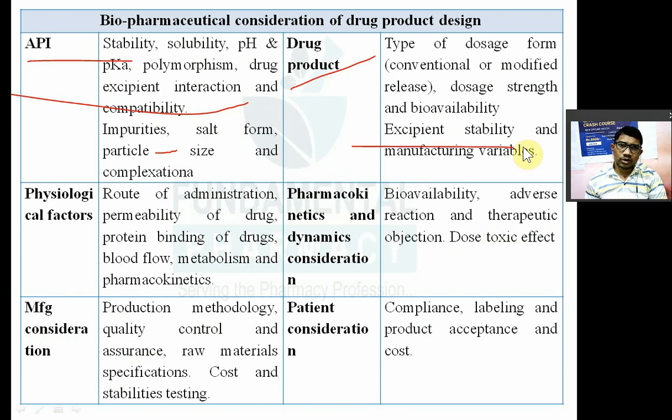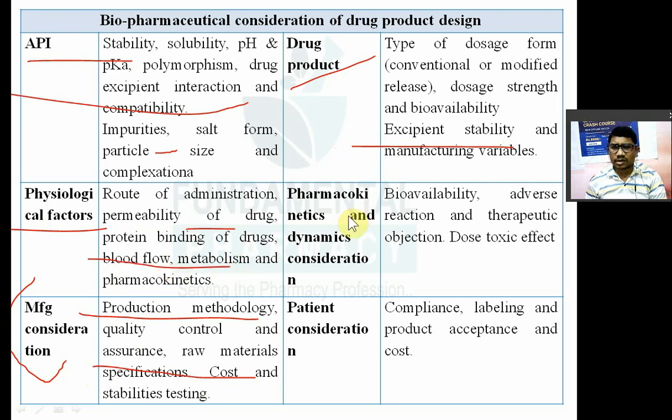So product related consideration. Now manufacturing related consideration means production methodology is there, quality control, quality assurance, raw material specifications क्या है, cost and stability testing. Now physiological factors कौन से consideration कौन से, route of administration, permeability of drug, protein binding, blood flow, then metabolism, kinetics. Pharmacokinetics and dynamic consideration कौन से, bioavailability, adverse effect, therapeutic objection, even toxic effect.